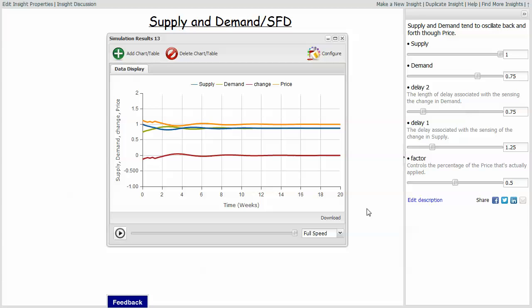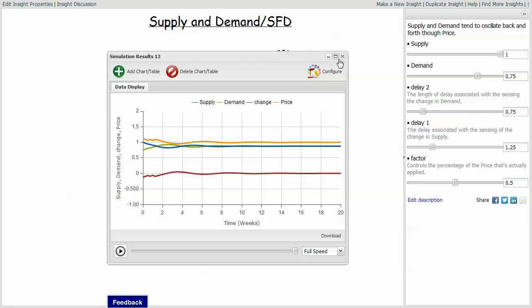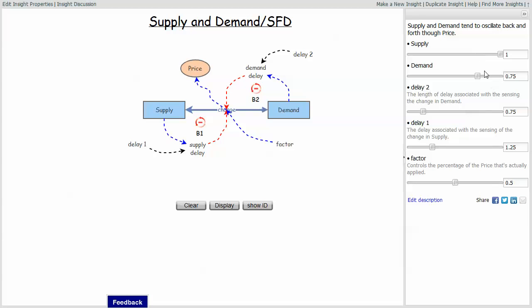So this model is available on the focus page so that you can play with it and interact with the model and get a better sense of how changing these values in fact alters the way that the system operates on an ongoing basis.